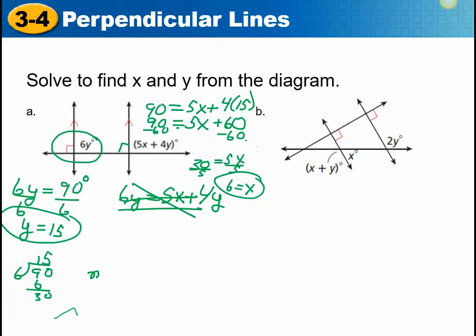Let's look at b. It looks bad, but it's really not that bad. We see that this angle is x plus y, this angle is 2y, and this is x. We have two lines that are perpendicular to the same line. That means that we know they're parallel to each other using the theorems we learned in this section. So let's see, they're parallel. What else do we know?